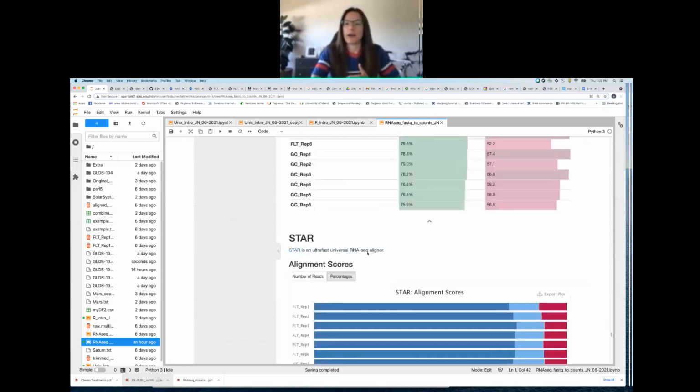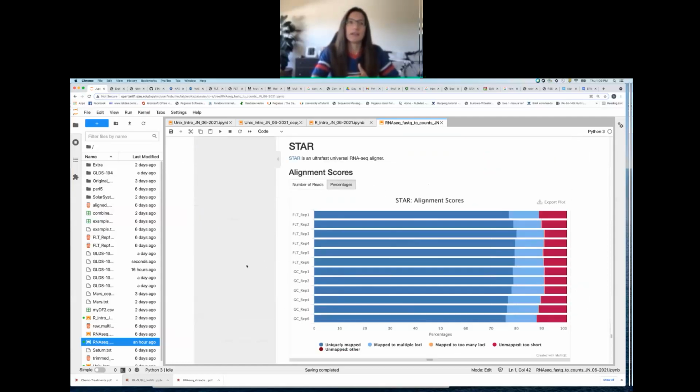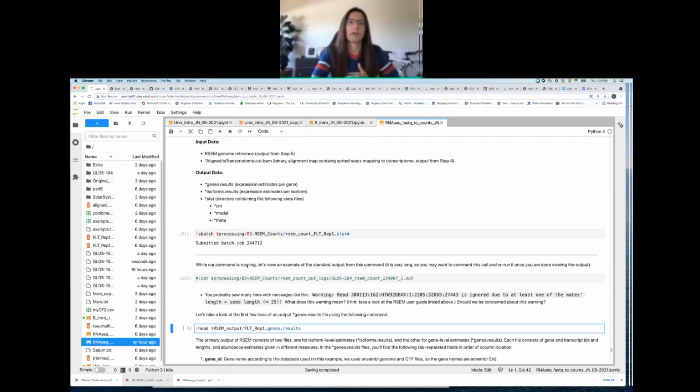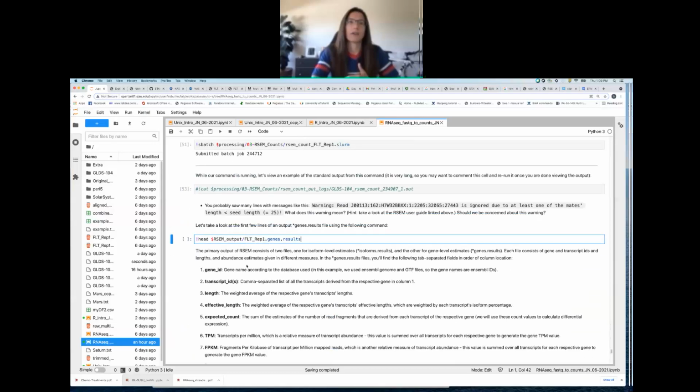Okay. Any other questions about anything that we've covered so far before we take a look at our genes.results file? Okay, are you all ready? Is there anyone who doesn't have their notebook open? Anyone who's not seeing Python 3 idle on the bottom here? Okay, great. So that means you're all here with me.